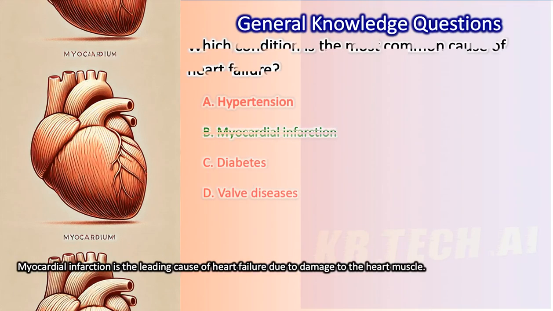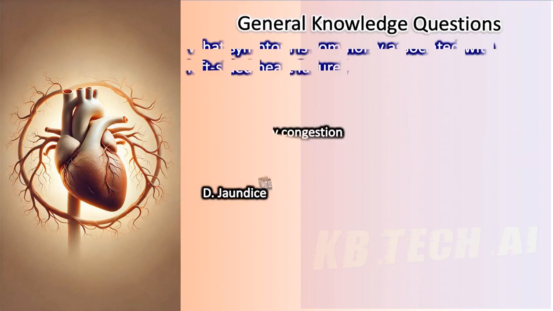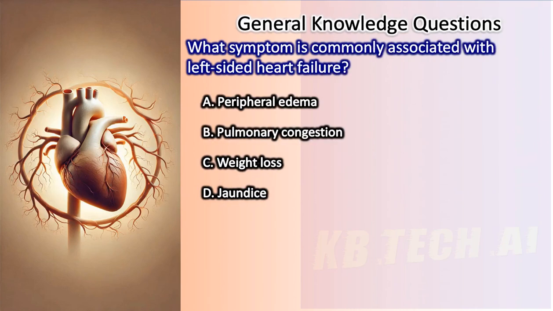The answer is option 2. Myocardial infarction. What symptom is commonly associated with left-sided heart failure? Option 1. Peripheral edema. Option 2. Pulmonary congestion. Option 3. Weight loss. Option 4. Jaundice.